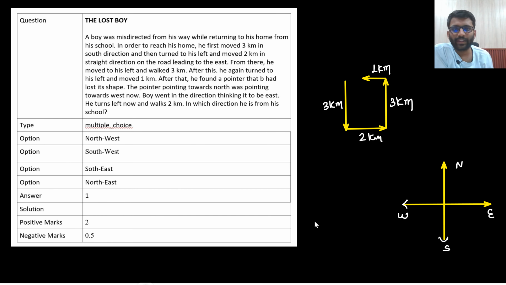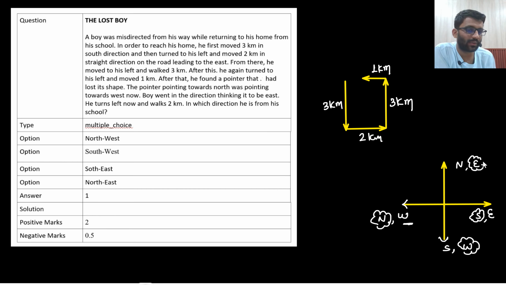After that he found a pointer that had lost its shape. The pointer is pointing towards the wrong direction. The pointer, which should point towards west, was showing north. That means this west will come here. This is the wrong direction it is pointing, so it would be pointing towards south, right? This is the wrong direction, and this would have been east.